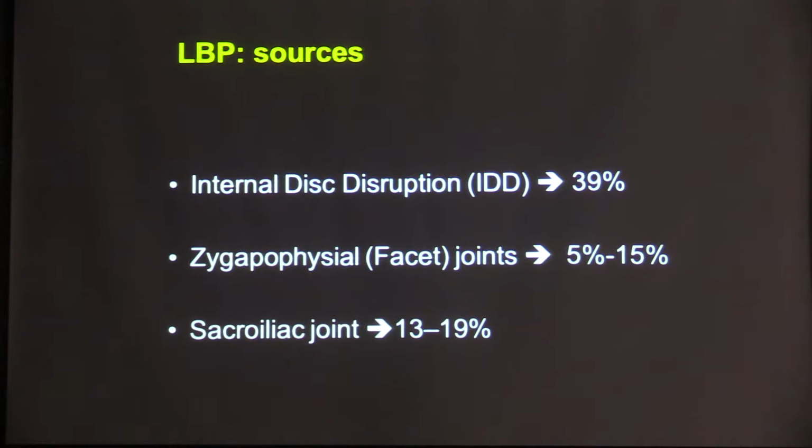Up to 15% will be the facet joints, or what is also known as the zygapophyseal or Z joints in the pain management circles, and then the sacroiliac joint in up to about 20%.